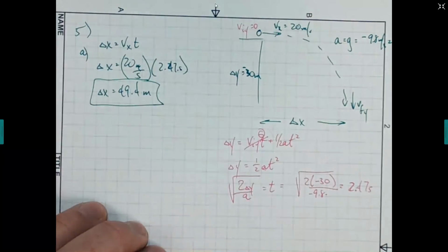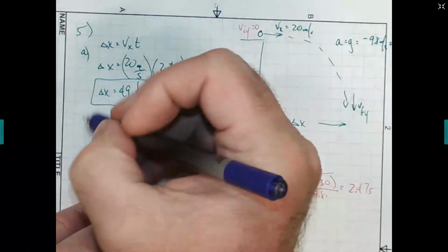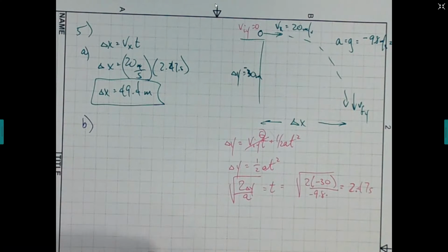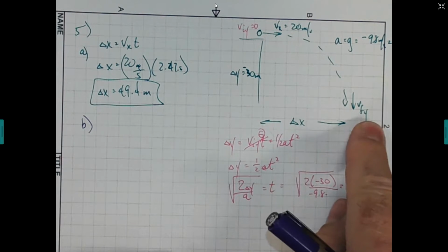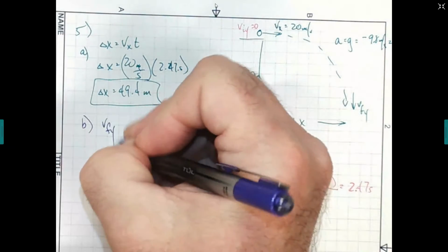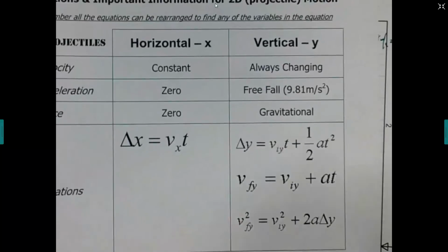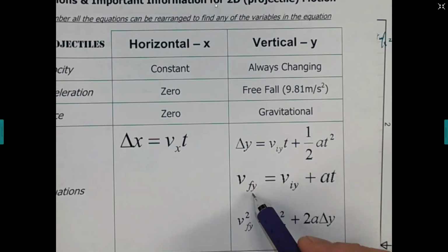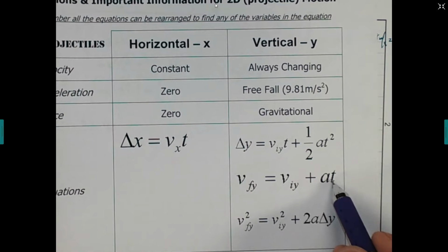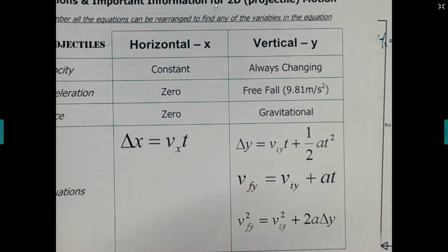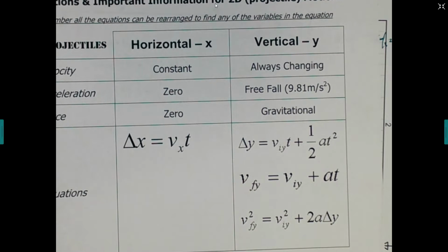Okay, and then in part B, it says what is the vertical speed of the stone as it hits the ground. So we don't want vx, we're looking in the y. We want final velocity in the y direction. If we look at our equations, no final velocity there. There's a final velocity, initial velocity, acceleration, and time. We could use that one. Here's the final velocity, initial velocity, acceleration, and change of position. So we'd use either one of those two equations. Doesn't matter.